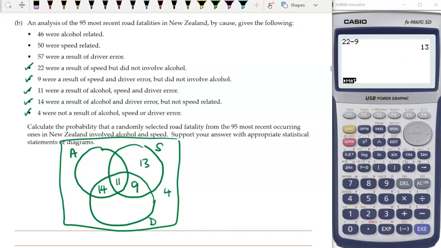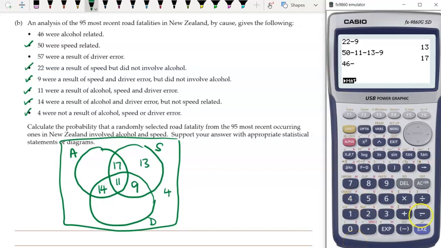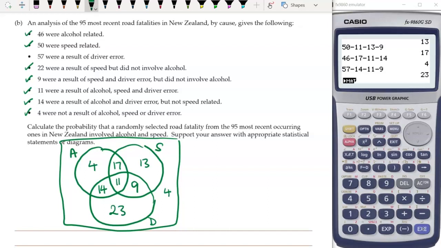Let's go with the speed total first, because we've got everything in this circle except one little gap. So the speed total is 50. 50 take off 11, 13, and 9 leaves us with 17. Then we can do the alcohol total is 46. So 46 take away 17, 11, and 14 is 4. And then the driver total is 57. So 57 take away 14, 11, and 9 leaves us with 23.